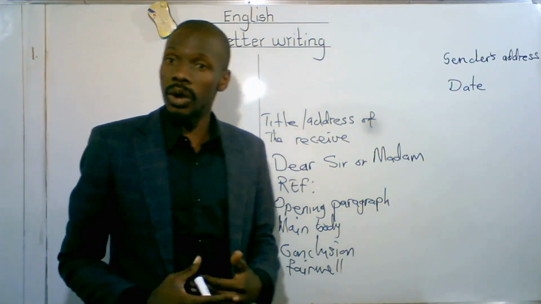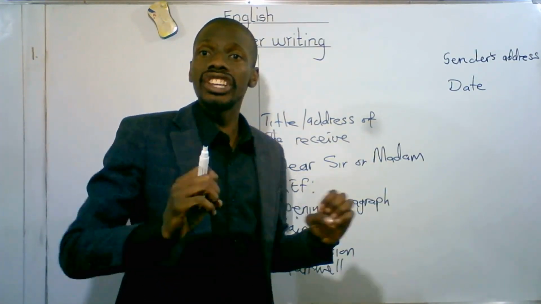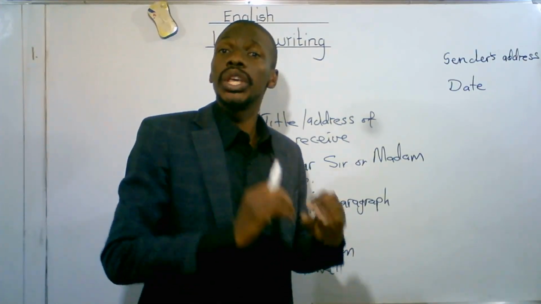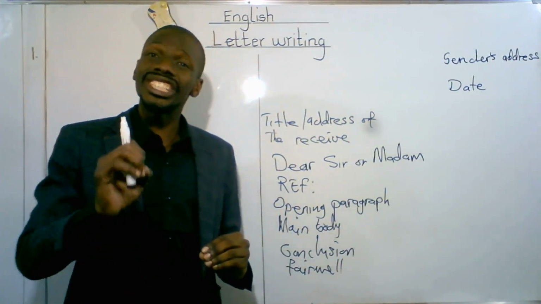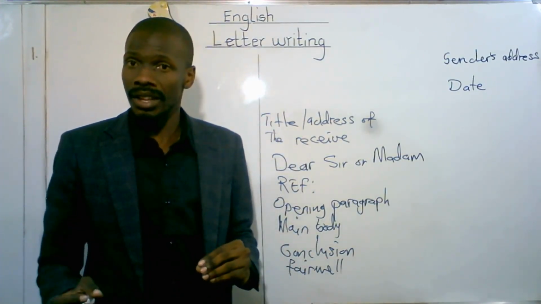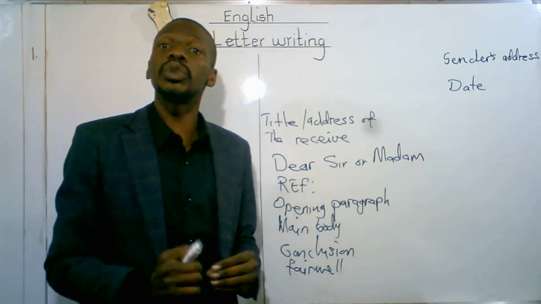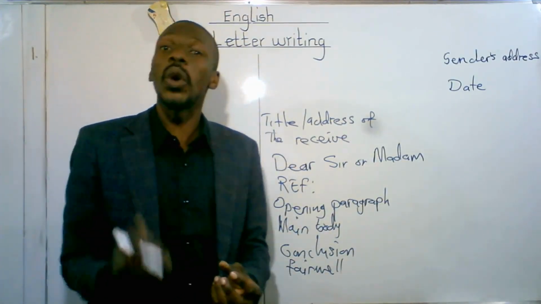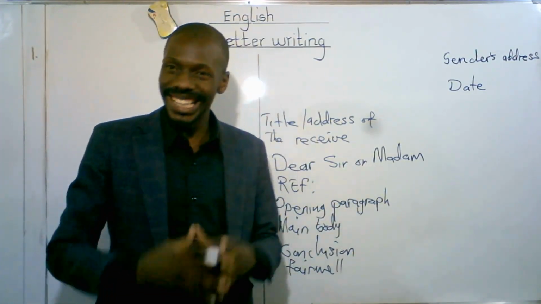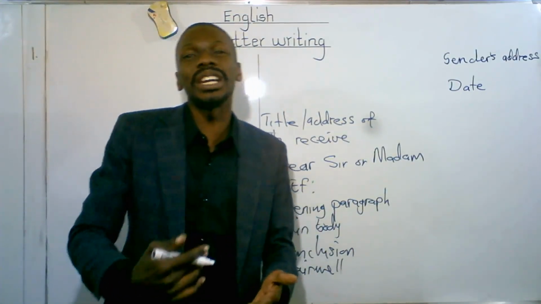What's the letter about? From the reference, we said that we can put our reference in block letters. If your reference is in capital letters, you are not supposed to underline. We said that your reference should be brief and precise. It shouldn't be a paragraph. From the reference, we go to the opening paragraph or the introduction. You restate the purpose why you are writing this letter. From the opening paragraph, you go to the main body.